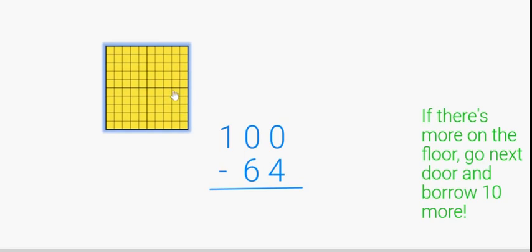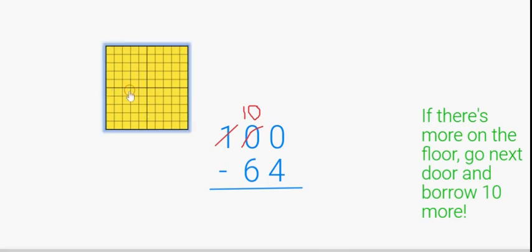What can I do with that 100 to get numbers into my tens place? We're going to borrow from the 100. So this 100 is going to break down into 10 tens. The 0 is going to become a 10. Now watch this.